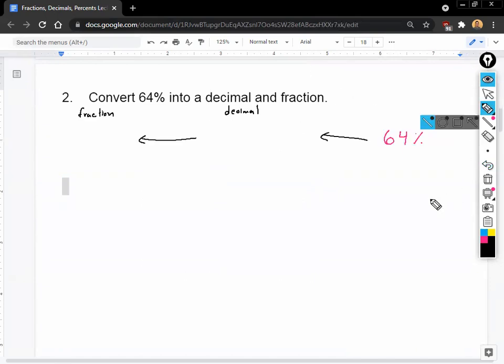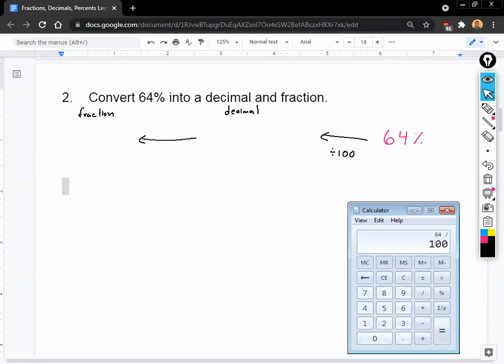So what we're going to do is just go on our calculator and plug in 64. Don't punch in percent because that'll mess up your calculations. You're just going to do 64 divided by 100, and that'll give you 0.64. And so that's going to be the conversion from a percent to a decimal. Okay, 64% is equal to 0.64.